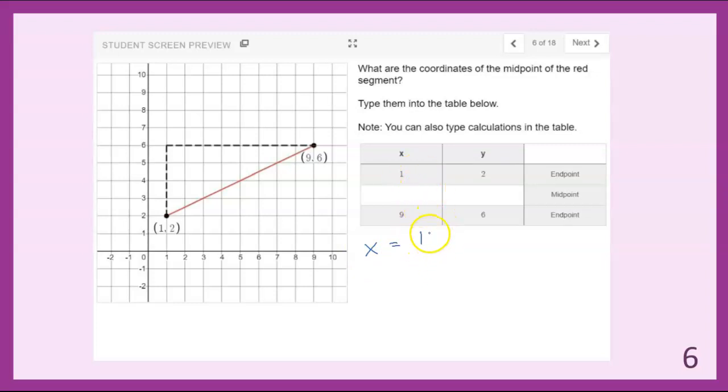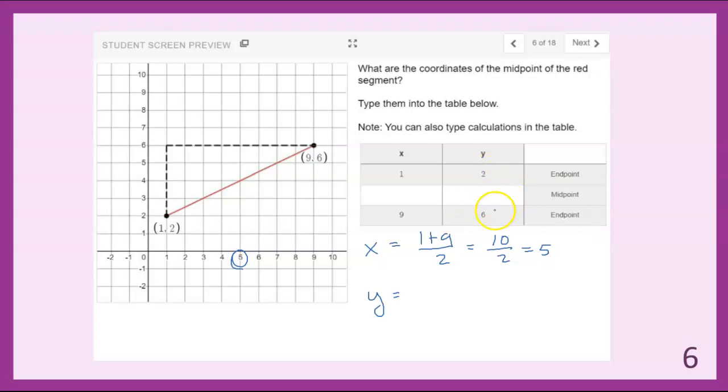We'll add them together and divide by the count. There are 2 of them, 1, 2. So 1 plus 9 is 10, and 10 divided by 2 is 5. So 5 is our x value for our midpoint. We'll do the same thing for our y value now. We're going to find the y that's in the middle of this value and this value. In the middle of 6 and 2.